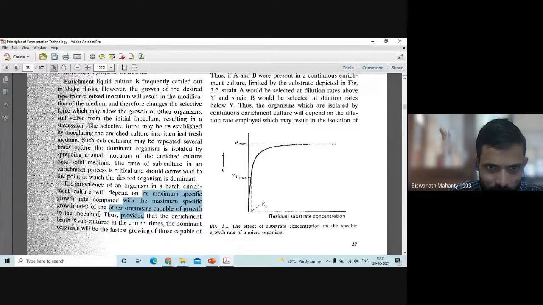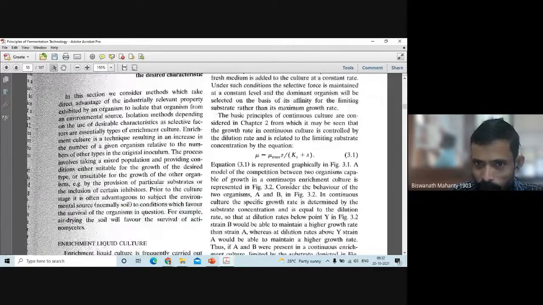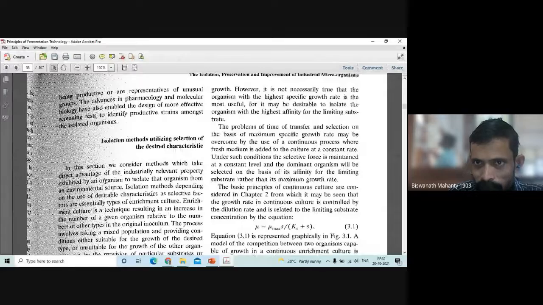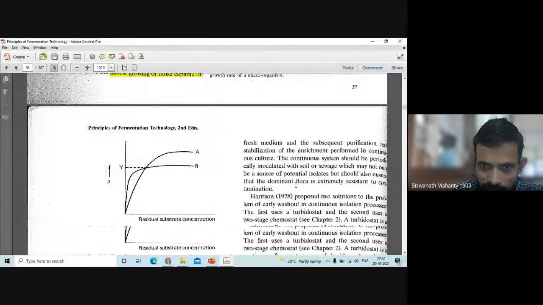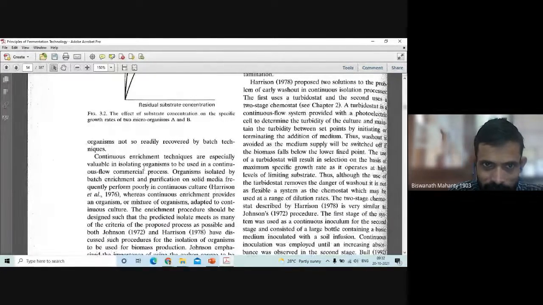I already told you the prevalence of an organism in a batch enrichment culture will depend on its maximum specific growth rate compared to the maximum specific growth rate of other microorganisms. So it will only be possible if the fastest growing microorganism is actually surviving. And we can do this using continuous or chemostat culture. Continuous enrichment technique we talked about. Please go through this.